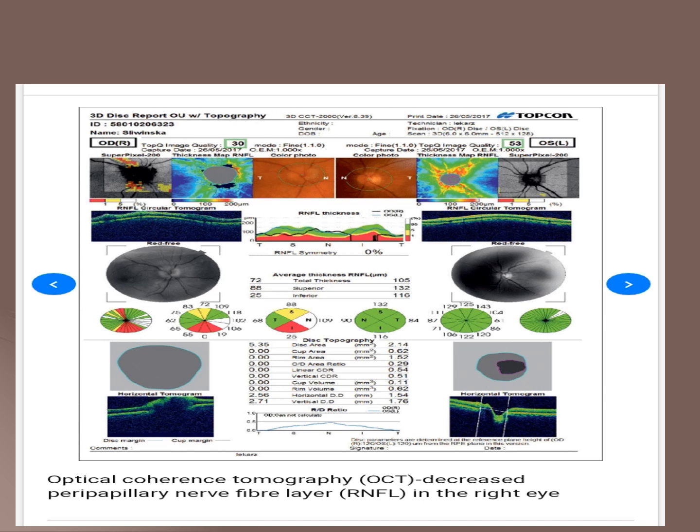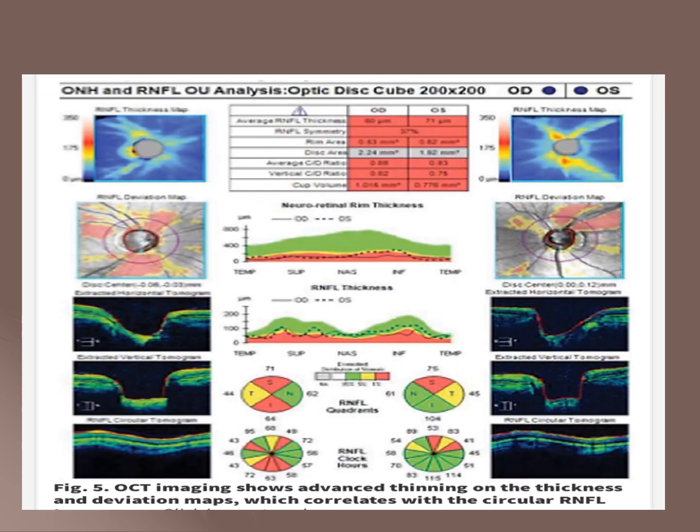And in the below pictures, all the four quadrants are showing the deviation map. Red is the affected one, yellow the borderline, and green is the normal. The right nerve is more involved, superior and inferior quadrant is more involved, temporal is on borderline, and nasal is healthy in the right eye. Right eye is more involved than the left.